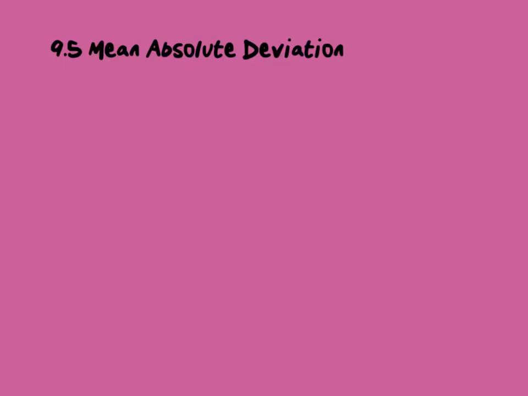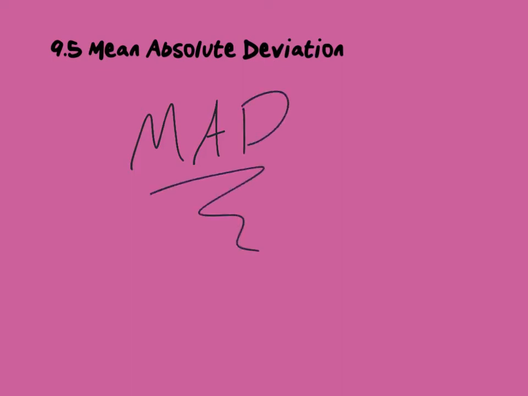Hey students, we're on lesson 9.5 and we're going to be talking about the mean absolute deviation, and this is also, they abbreviate this and they call it the MAD. So mean absolute deviation is the MAD. That's what we're talking about today.